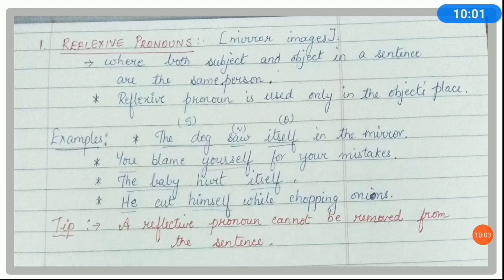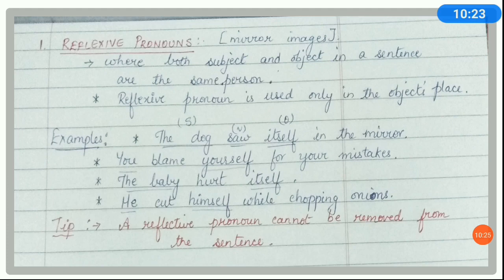You blame yourself for your mistakes. The baby hurt itself. He cut himself while chopping onions. So, I'll give you a tip here. A reflexive pronoun cannot be removed from the sentence. Try to remove this reflexive pronoun from the sentence and read these sentences. Does it give a complete meaning? Does it make any sense?